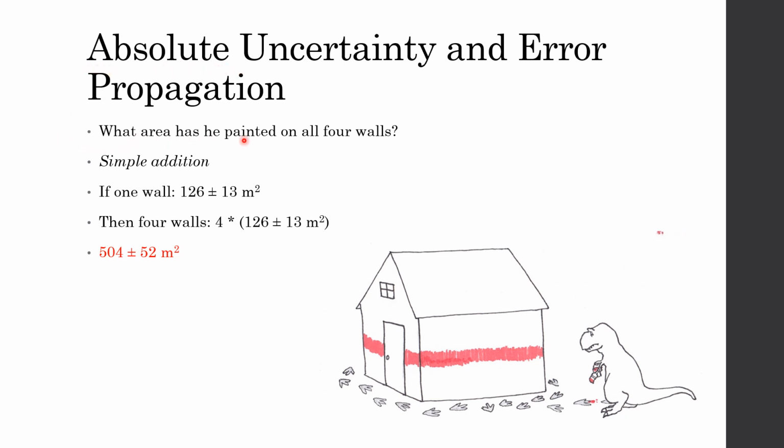So as I mentioned, this is an absolute uncertainty error propagation problem. So if we want to know what area he painted on all 4 walls, well, we know on one wall he had 126 plus or minus 13 meters squared. So that means on 4 walls, we need to multiply both quantities by 4. So 4 times 126 gives us 504. 4 times 13 gives us 52. So when he goes to Mr. Velociraptor, he's going to say, hey, I already painted 504 plus or minus 52 meters squared. I need you to paint the rest. Can you please give me an estimate of how much that will cost?